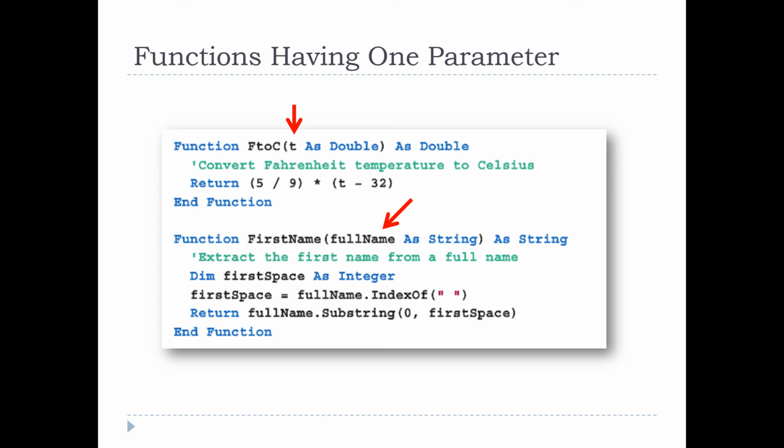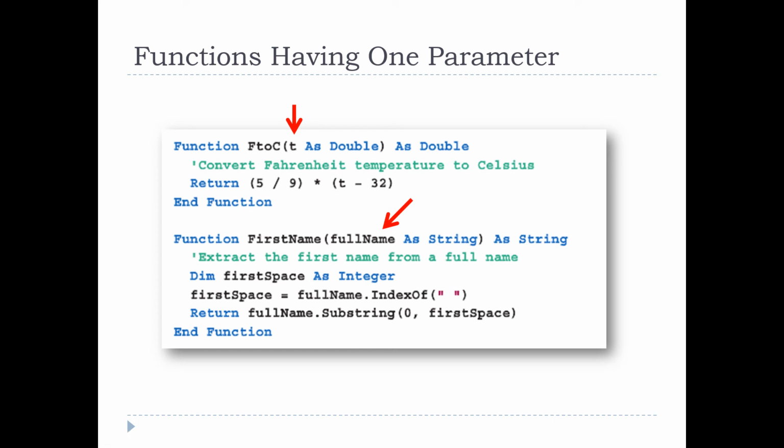It does not exist outside. So this procedure or function has local scope. Then we have firstSpace as integer, and firstSpace gets the full name, whatever that name is, dot IndexOf. This is another built-in function in Visual Basic that will give you the first space character. If it finds the first space character, it stops there, and then it just pulls the first name.